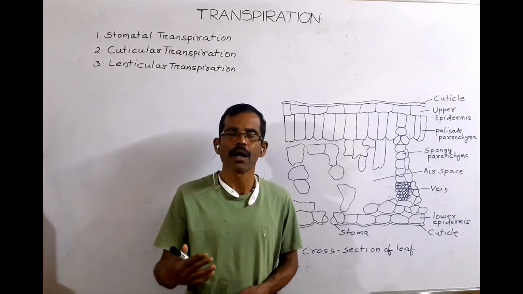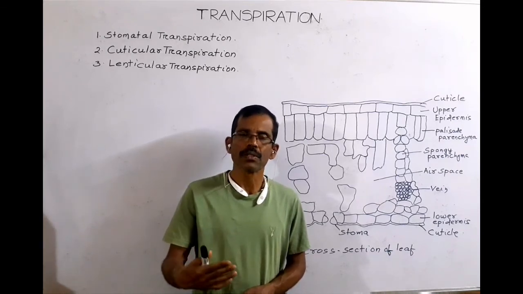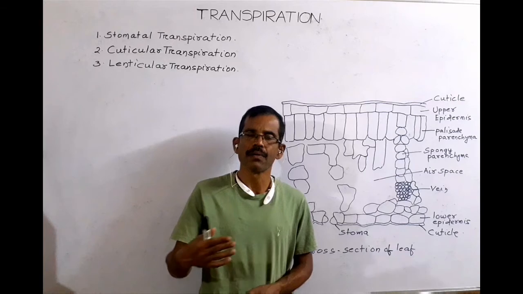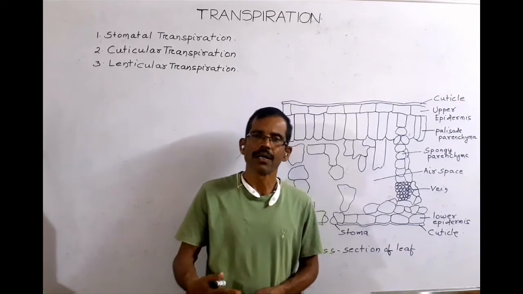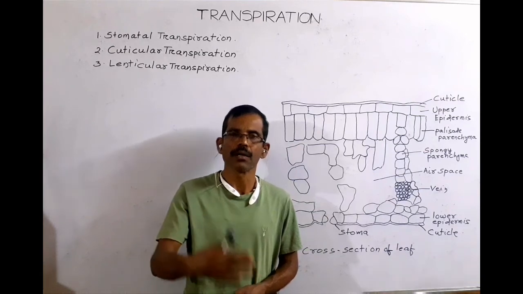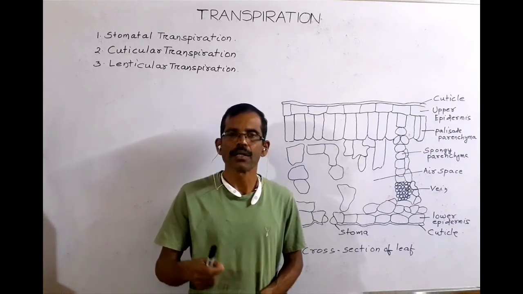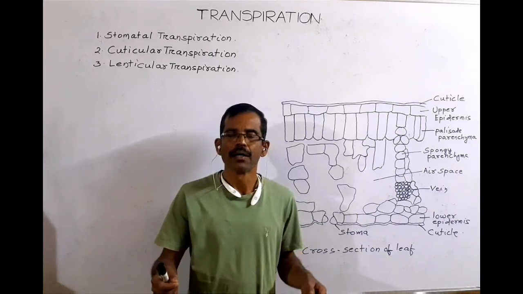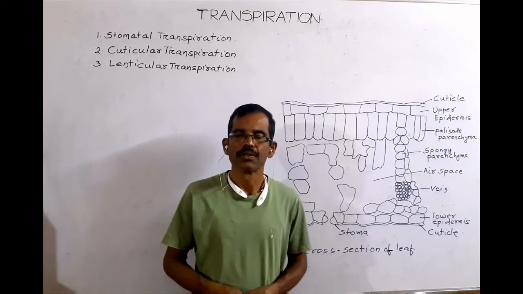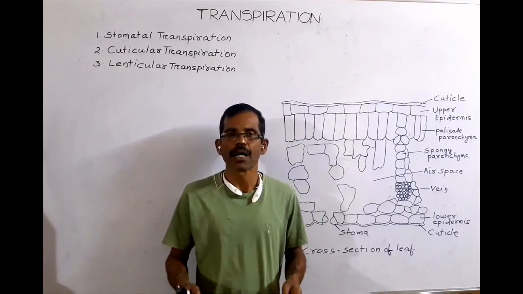So friends, by the process of transpiration, a huge amount of water is lost from the aerial parts of the plant in the form of water vapor. And the process of transpiration is the diffusion of water vapor from the substomatal air space into the atmosphere. And this process of diffusion of water vapor is governed by Fick's law of diffusion. So friends, this is about transpiration and its mechanism.